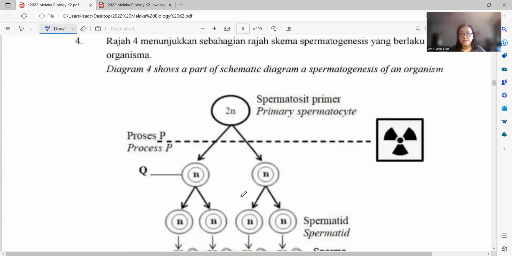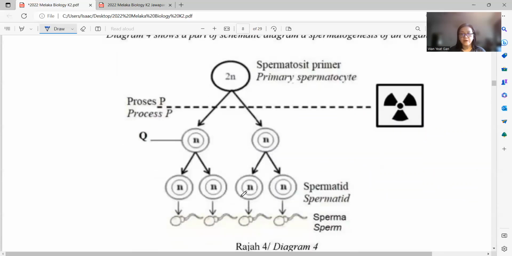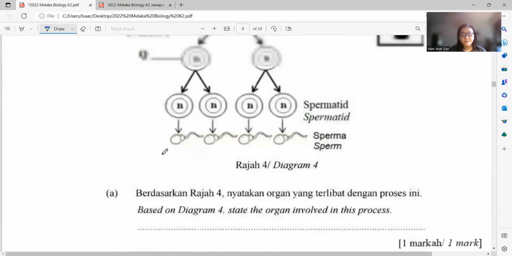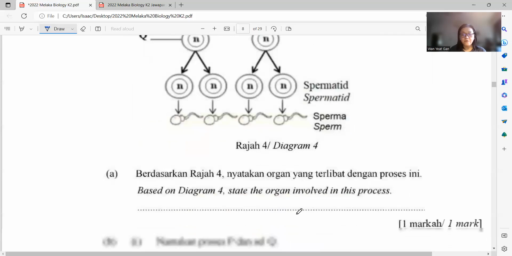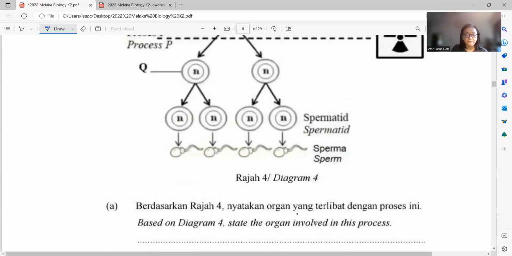Diagram 4 shows a part of a schematic diagram of spermatogenesis of an organism. Okay, so here the process is spermatogenesis. Based on diagram 4, state the organ involved in this process. So the organ involved is the testis.